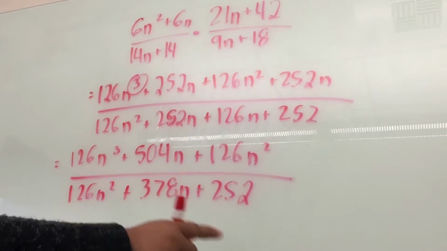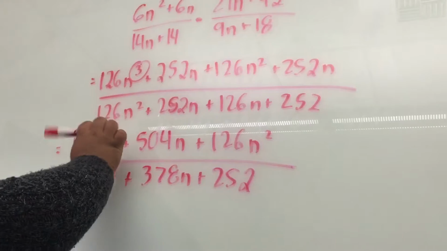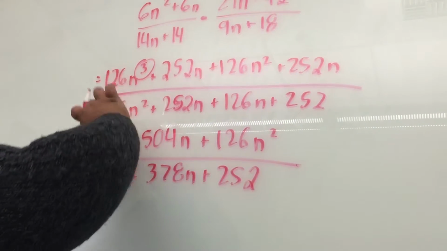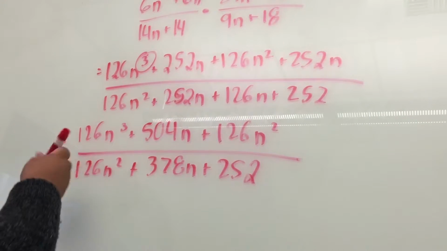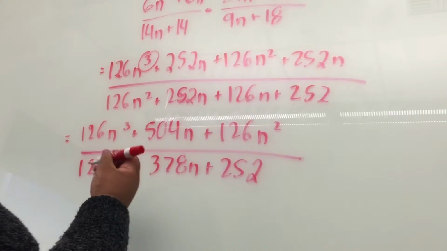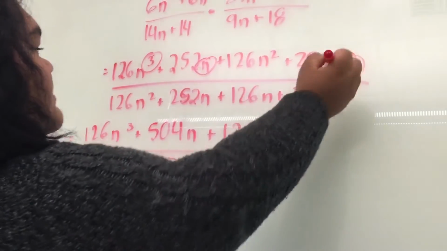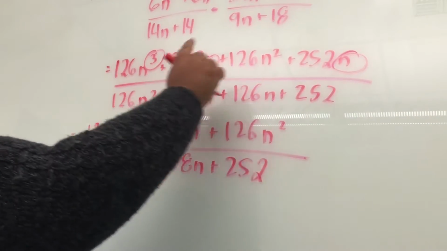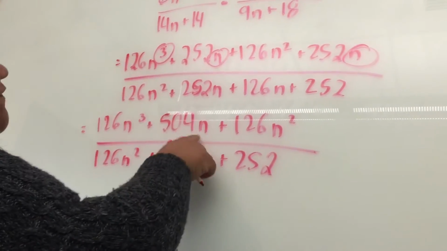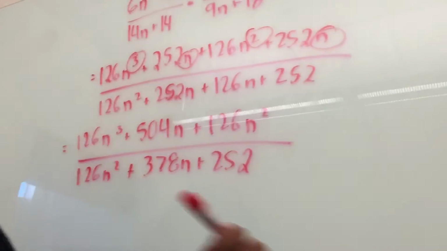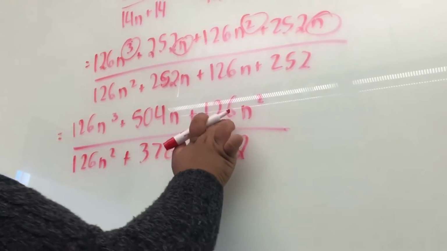So the last step will be to combine like terms. Let's focus on the top first. We're going to look at the n's. Because there's no other n cubed, we're just going to write 126n cubed. Then there's n by itself. There's two of them, so we're going to add 252 plus 252, that gives us 504n. Since there's no other n squared, we're just going to drop 126n squared. That's why it's right here.